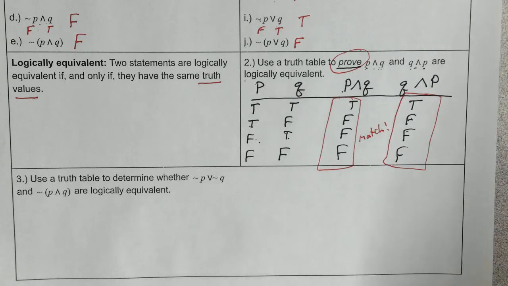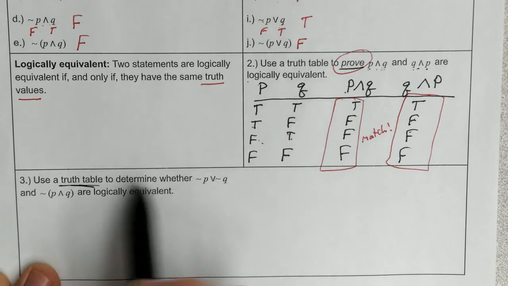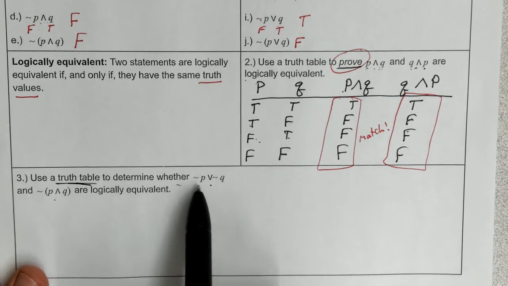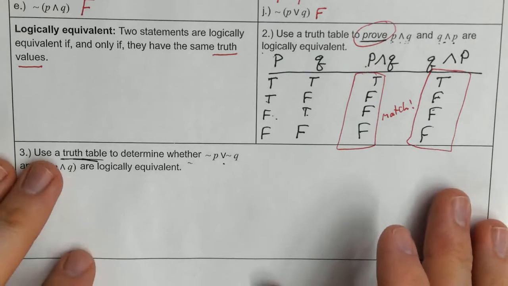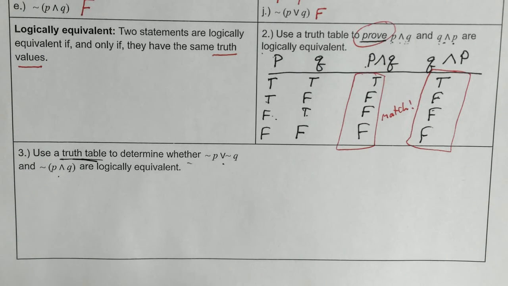Okay, now, we're going to do one that's a little more complicated. Again, this would be a good one to try on your own. So use a truth table to determine whether these two statements are logically equivalent: not P or not Q, and also not (P and Q).